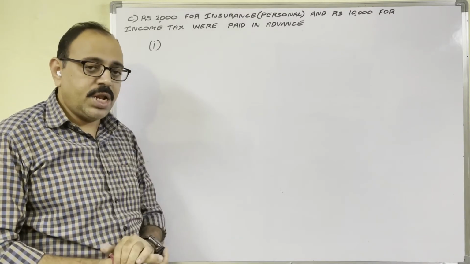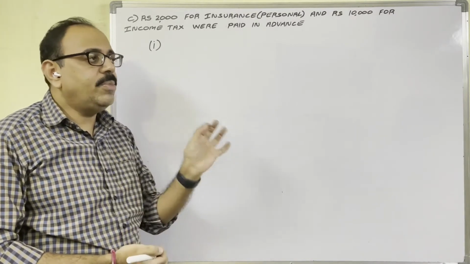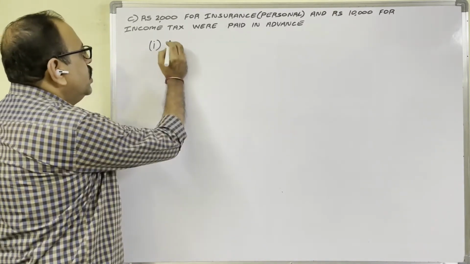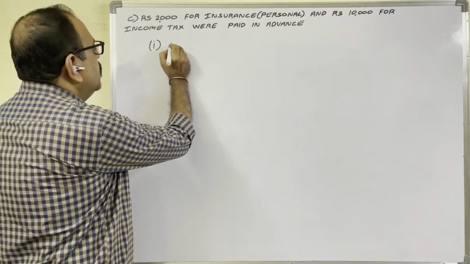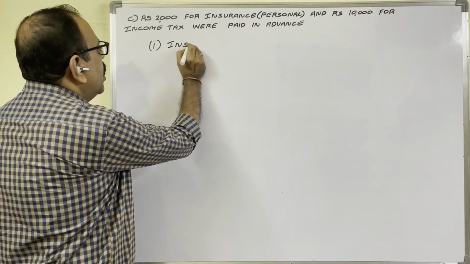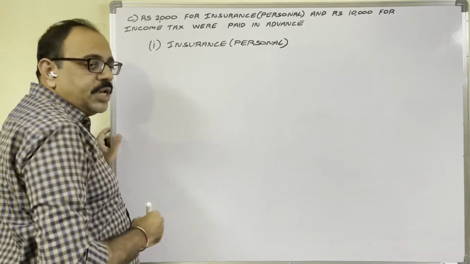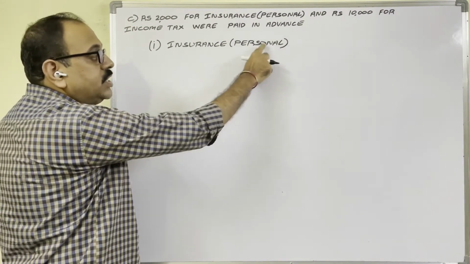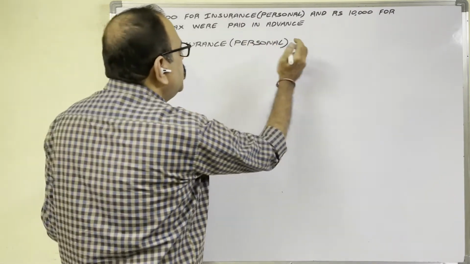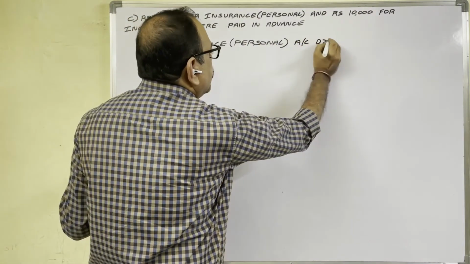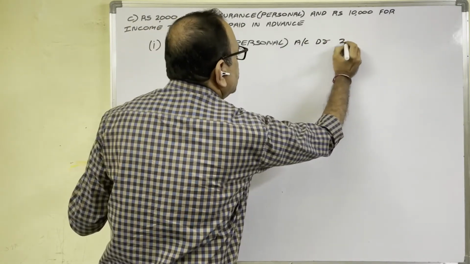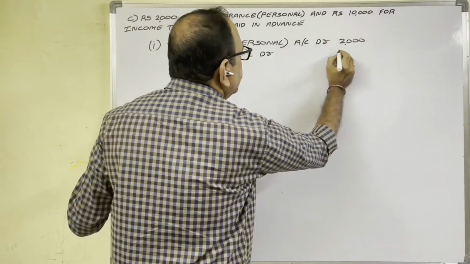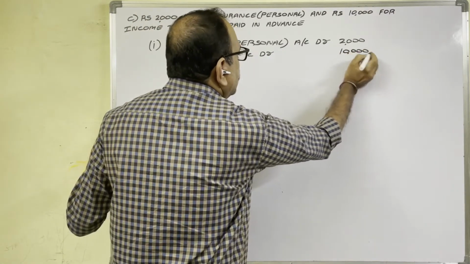Expenses come under nominal accounts. Nominal account rule: debit all expenses and losses, credit all incomes and gains. Therefore, these two expenses we should debit. Insurance account debtor. This is not business related insurance premium. This is personal insurance premium. That is why in brackets we mentioned personal word. Insurance account debtor, amount 2,000 rupees. Income tax account debtor, amount 10,000 rupees.